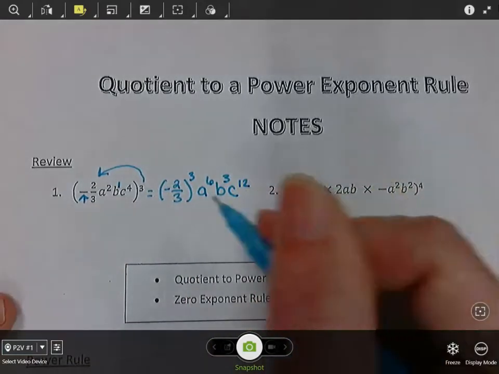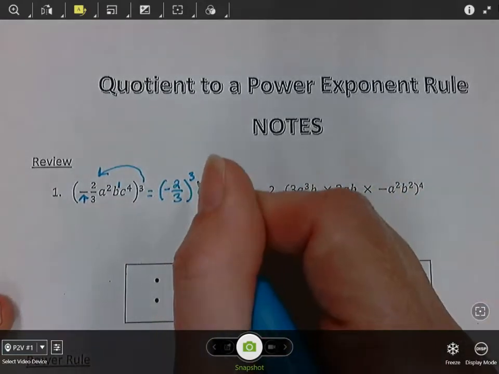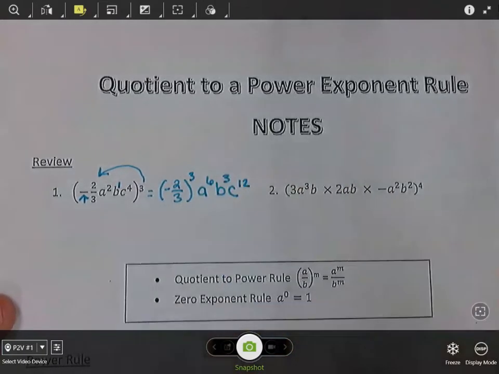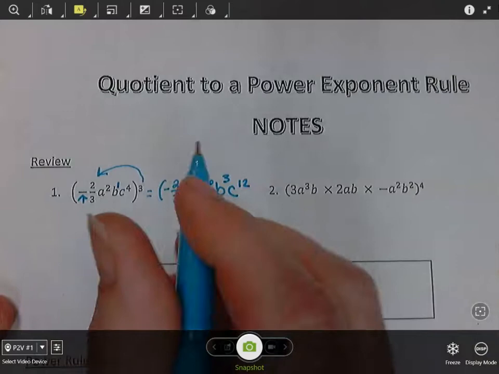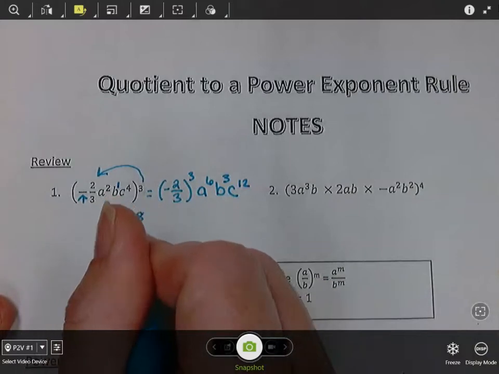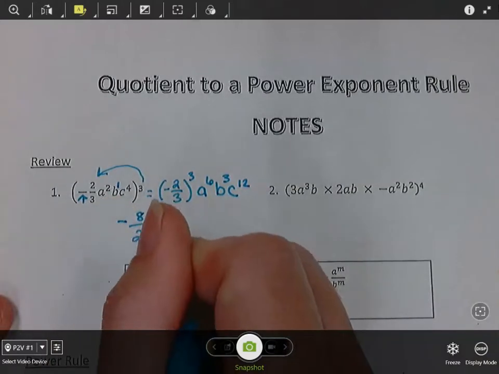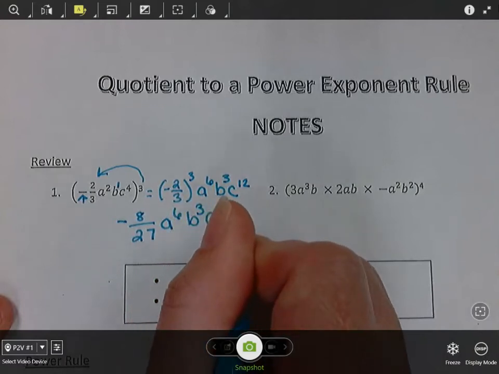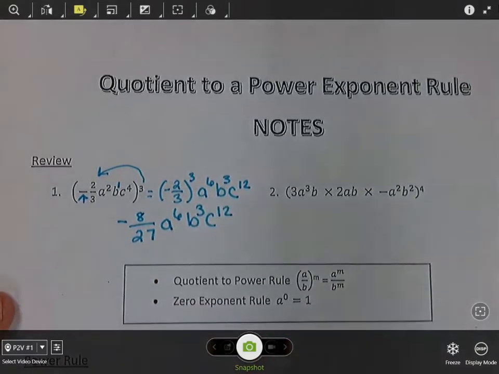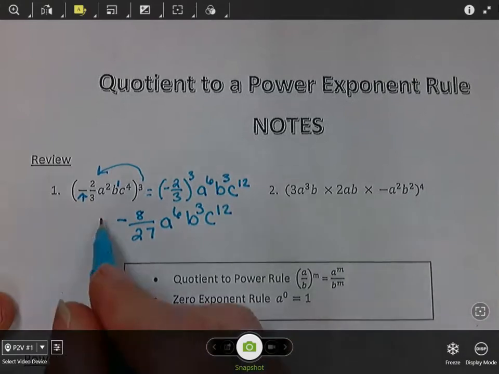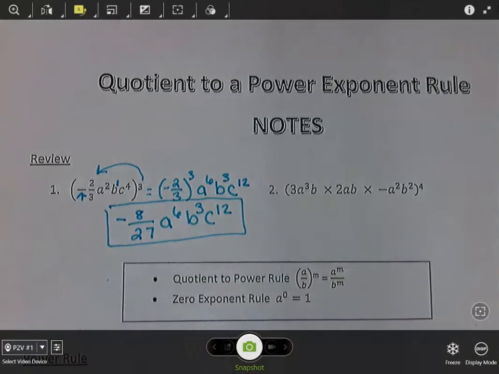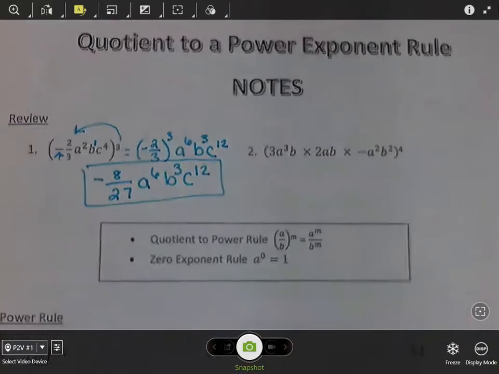Okay. And if you raise negative 2/3 to the third power, let's see, 2 to the third power is 8, 3 to the third power is 27. It's odd, so it'd be negative 8 over 27, a to the 6th, b to the 3rd, c to the 12th. Okay. And then this would be your final answer. And that's nothing new. That's what we covered yesterday on your assignment.